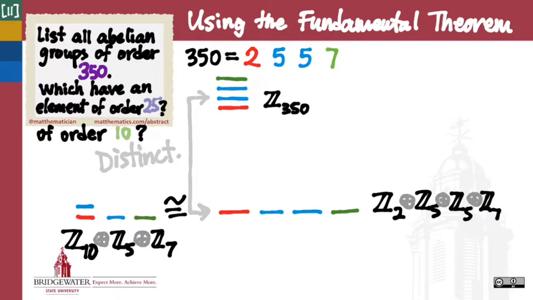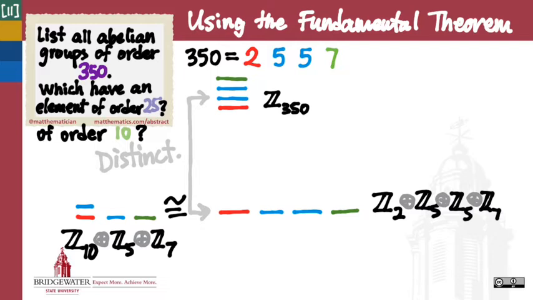Okay, so let me ask this question. Of the three groups that we see here on the screen right now, which of these groups do we think has an element of order 10 in it? What might we represent by a 10 in this game? I think it's pretty easy to convince yourself that the example we just wrote down has an element of order 10 in it. Where might that element of order 10 come from?